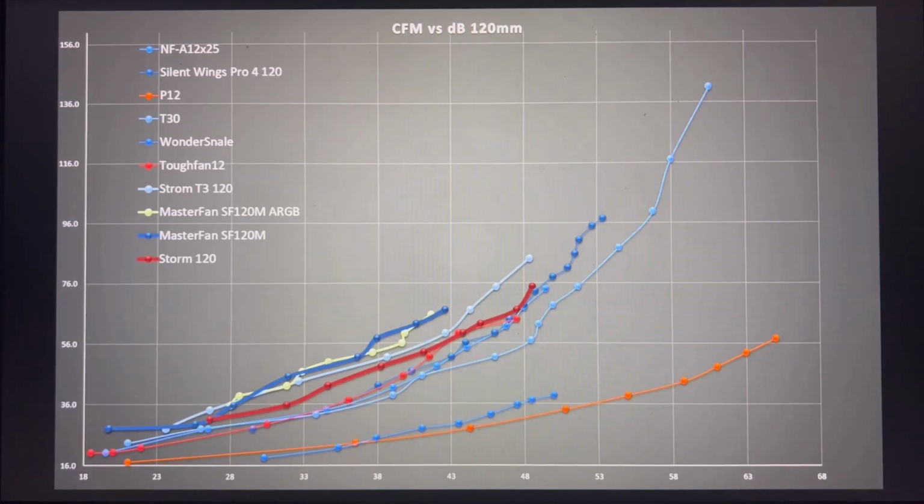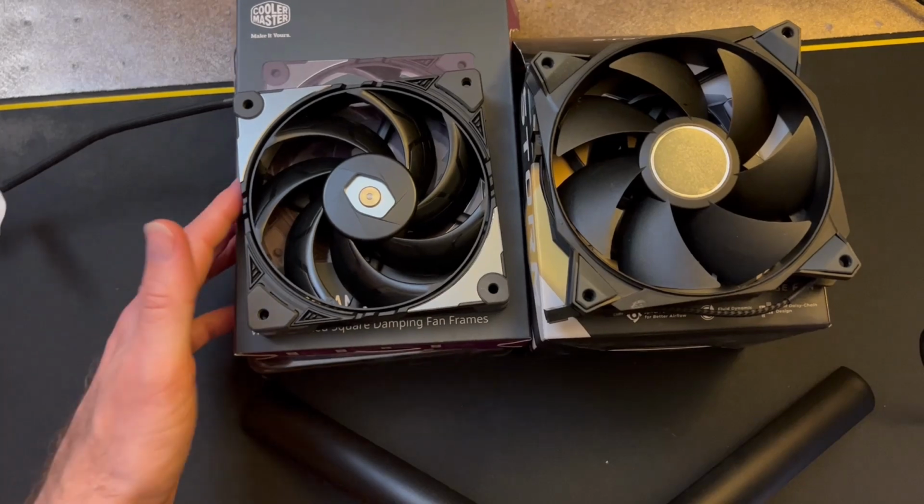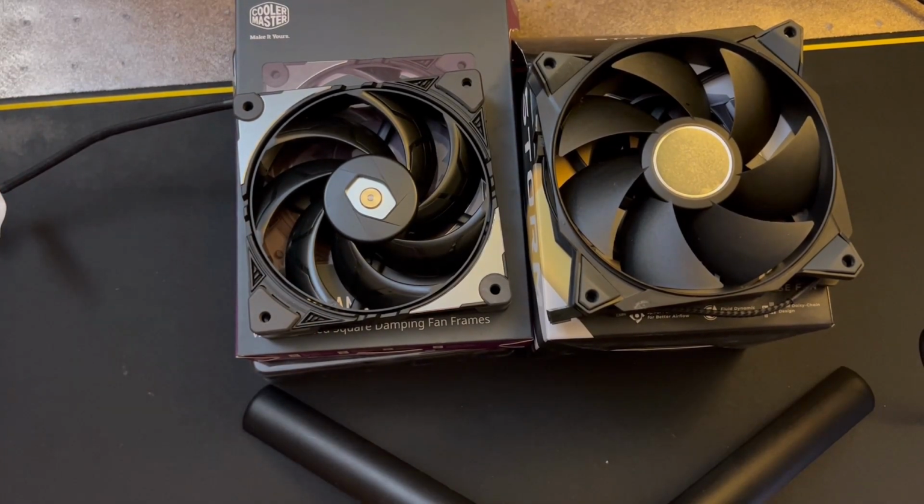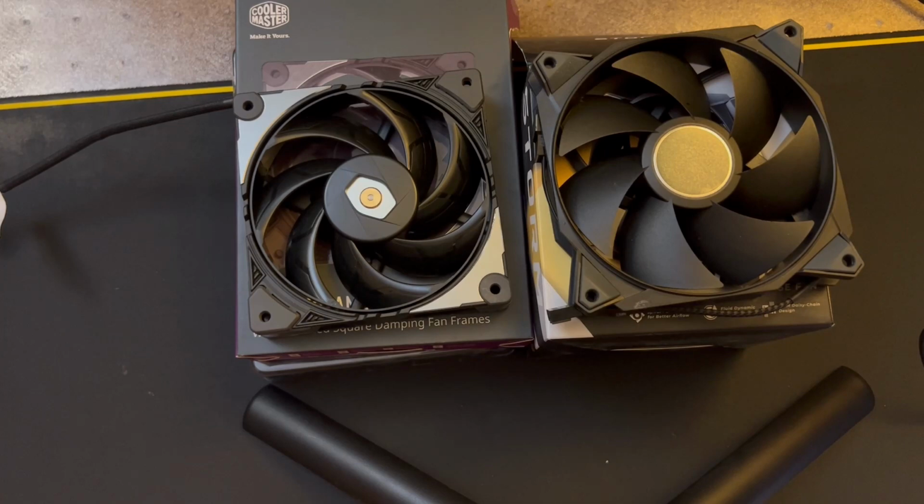Now that we finished the main graphs, let's do our open box experience and fan blade analysis and talk about why I think each of the fans got the performance that they did. Now that we finished our graphs and data collection, I like to do our open box experience for these two fans and go over what you're getting as well as the appearance of the fans themselves and why I think we're getting the performance that we saw.